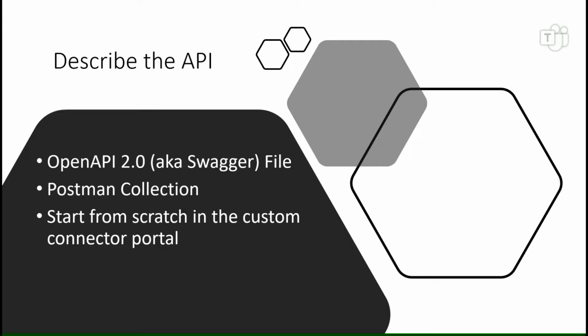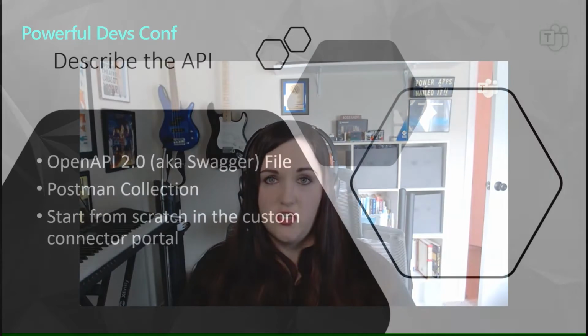Now that we have a good foundational level understanding, let's talk about when you're building the connector, how do you describe the API so that the connector can consume it? Connectors support Open API 2.0, aka Swagger files, so you can import those or link to those from a URL. They also support Postman collections.